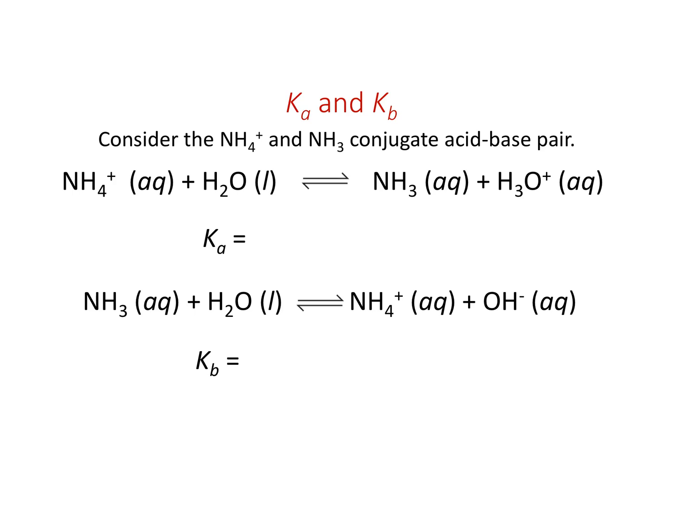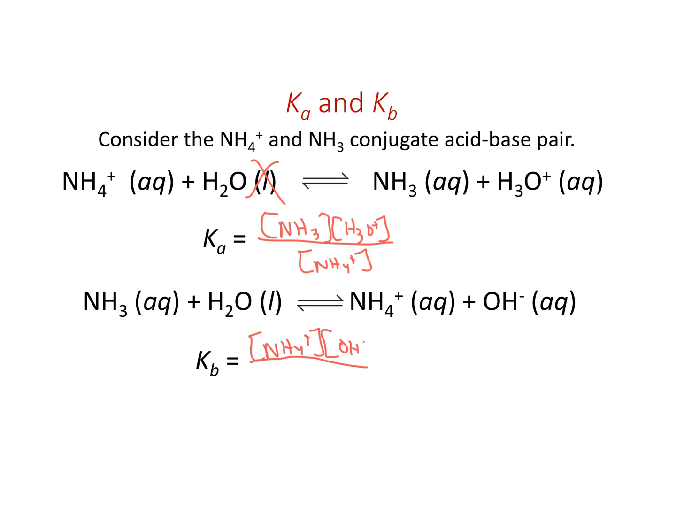So the first reaction is ammonium behaving like an acid. So I'm going to start with the Ka, the acid dissociation constant of ammonium. I'm going to ignore water as a liquid. That is the concentration of ammonia times the concentration of hydronium all over the concentration of ammonium. The Kb for ammonia acting like a base is the concentration of ammonium, NH4 plus, times the concentration of hydroxide all over the concentration of ammonia.